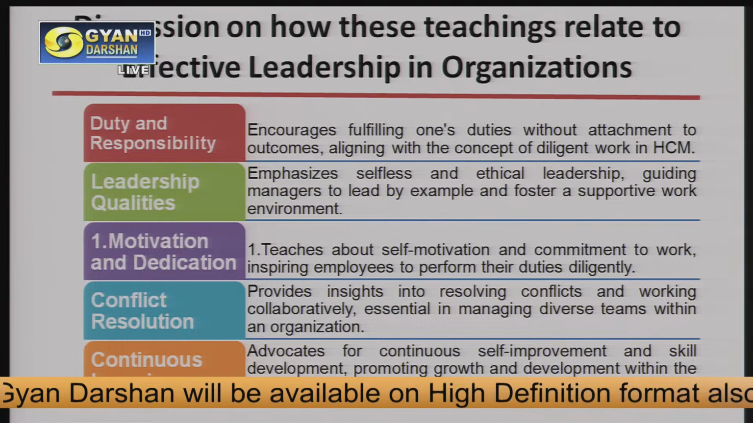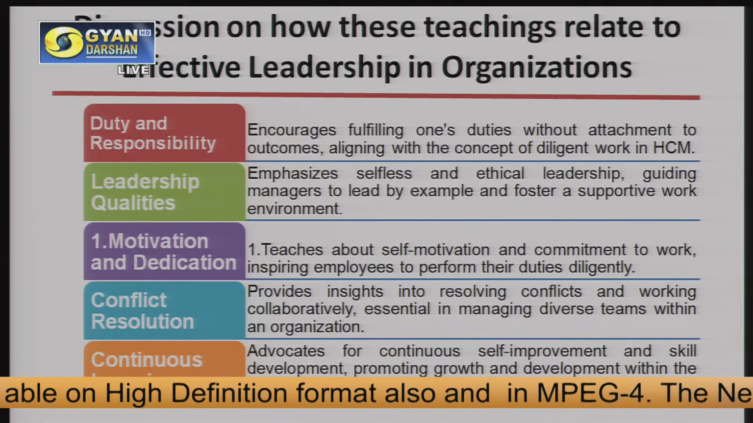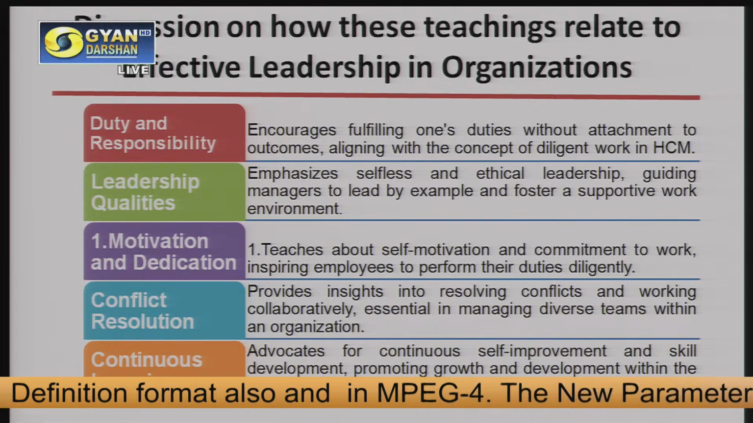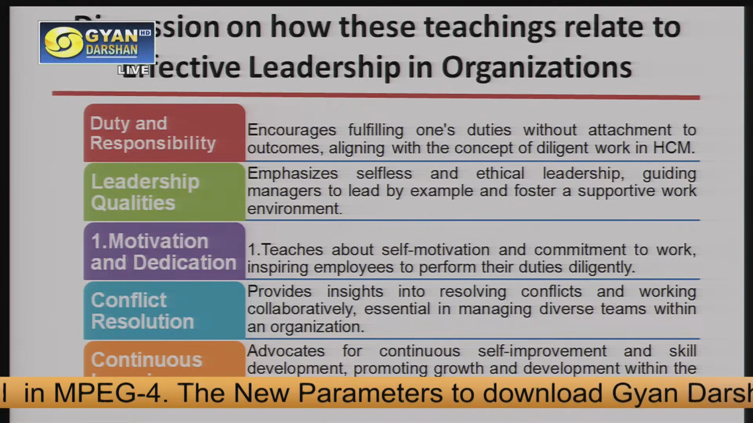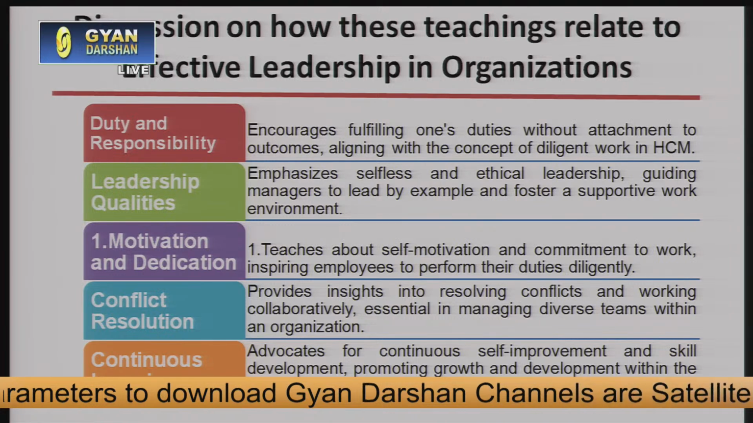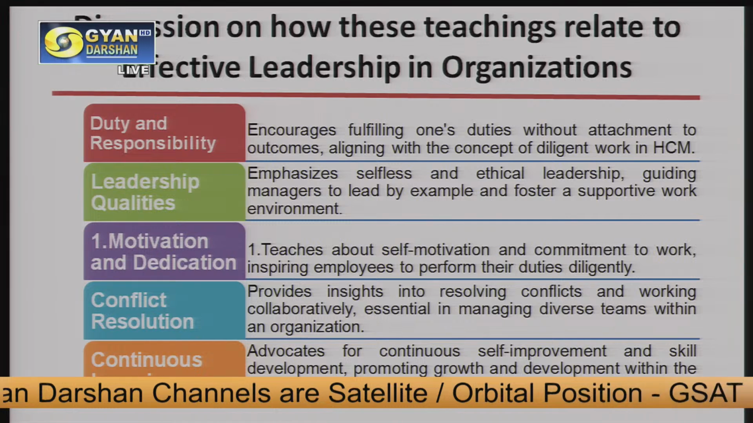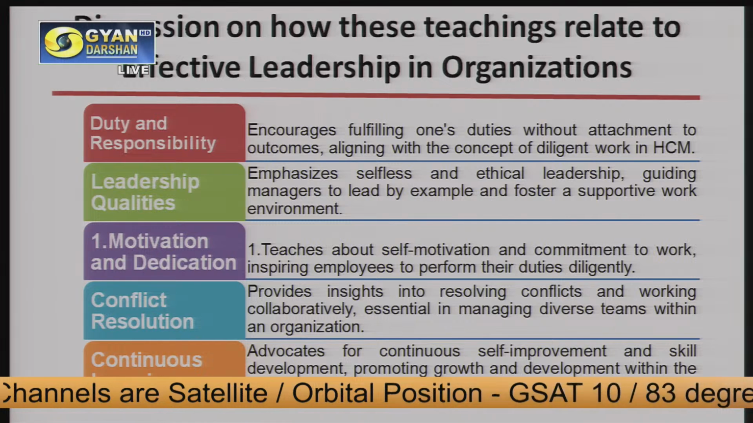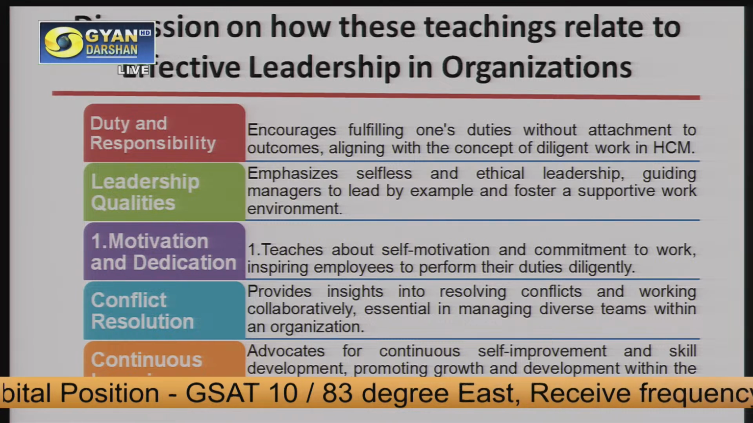The third one is motivation and dedication. That teaches that we have heard the slokas, कर्मण्येवाधिकारस्ते मा फलेषु कदाचन मा कर्मफलहेतुर्भूर्मा ते सङ्गोऽस्त्वकर्मणि. It means that we must focus on the process of the work and our duty. Don't go towards the result.